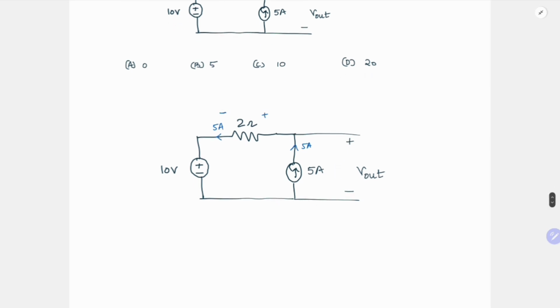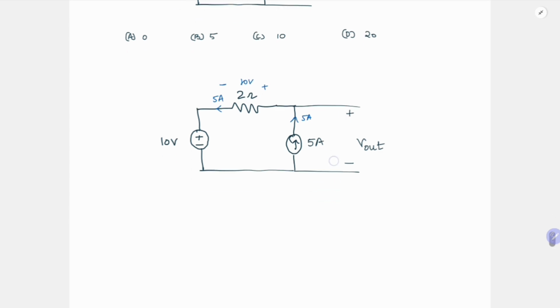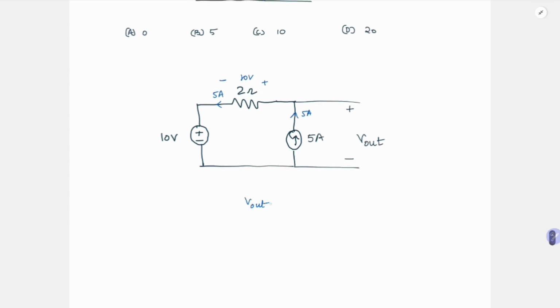So what will be the voltage drop across this resistor? In this direction it will be 5 ampere into 2 ohm, which is 10 volt. So what will be V out? V out will be this 10 volt across the battery plus this 10 volt dropped across this resistor. So it is equal to 20 volt.